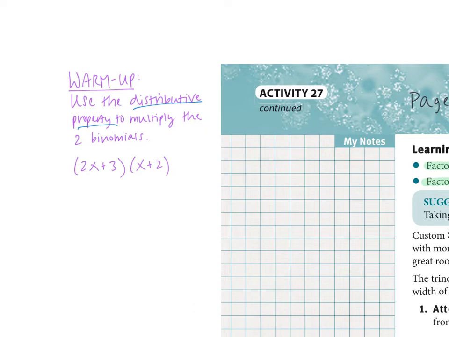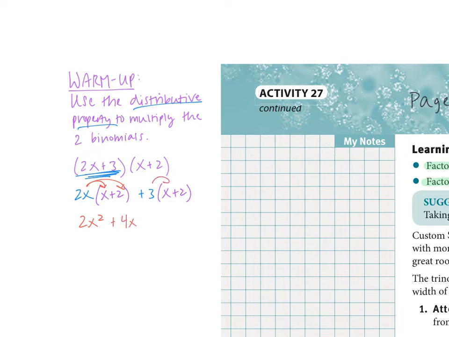So let's review this idea. We take our first binomial and we can break it up into its 2 terms. And then we're going to give each of those terms the second binomial. Now, when I say give, that means we're going to multiply each of those terms by that second binomial. Okay, we know the drill. We can distribute 2x times x is 2x squared. We distribute 2x times 2, that's going to be plus 4x.